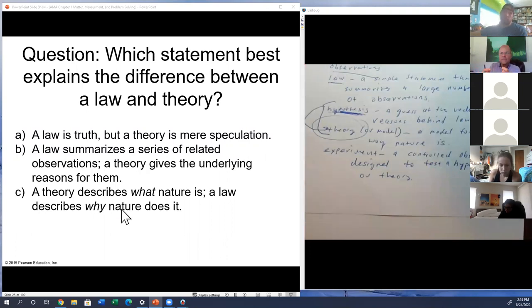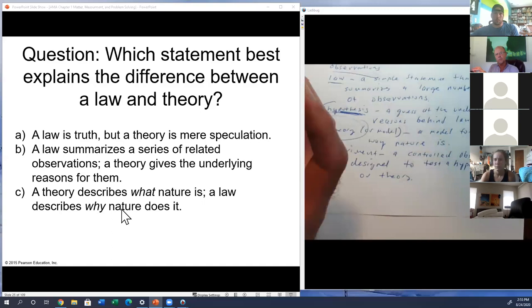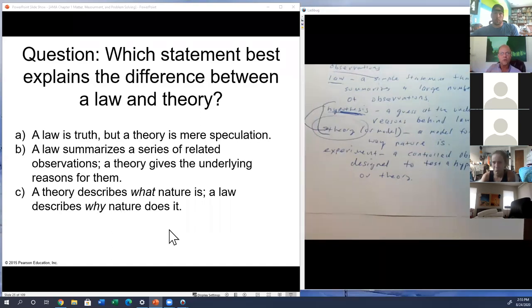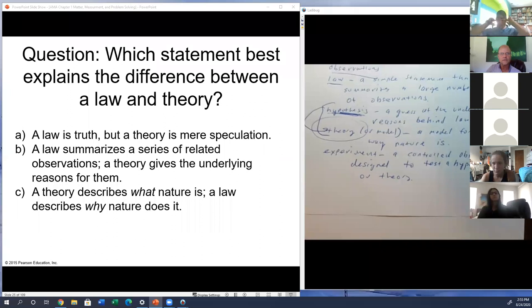A theory gives us the why. So the idea that matter is all made of atoms is the atomic theory. It's a model for how nature really is, and it explains the law of conservation of mass, because if matter is ultimately made of atoms, then in a chemical reaction they regroup, but they don't get destroyed. So that's the idea. All right. Very good.